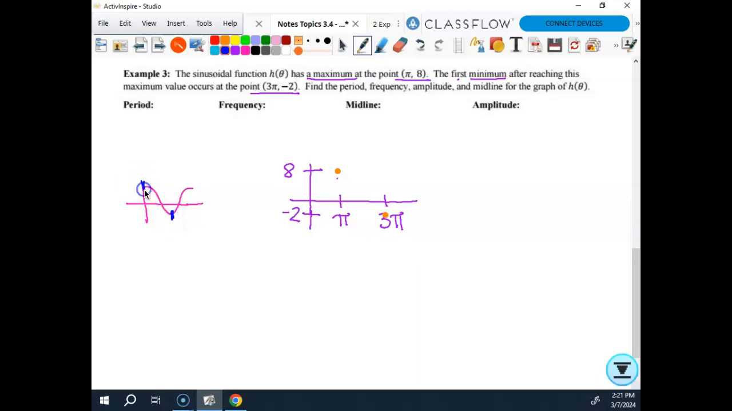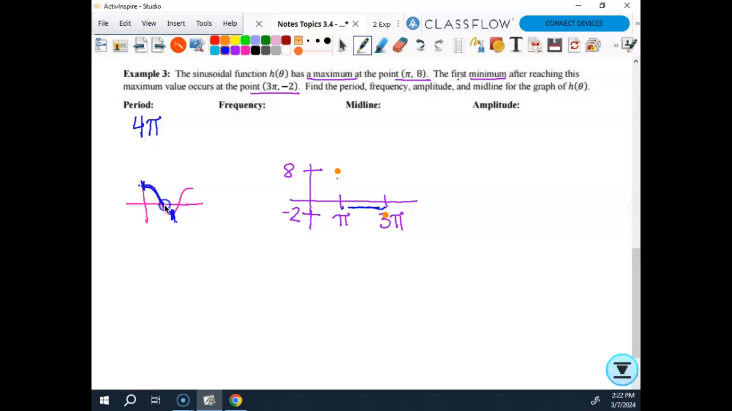So if I'm just doing this part of the graph, how much of the period is that? From here to here? Half, right? I only went half the thing. So from pi to 3 pi, that's only half my period. From pi to 2 pi, that distance is what? 2 pi. So from pi to 3 pi, that distance is 2 pi. That's only half of that. That means my period is actually 4 pi.